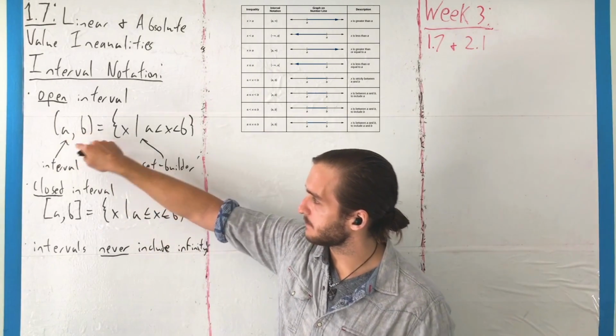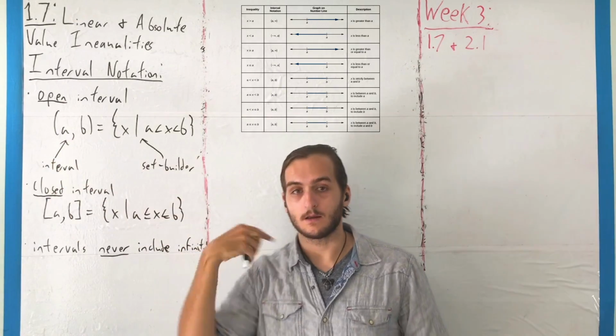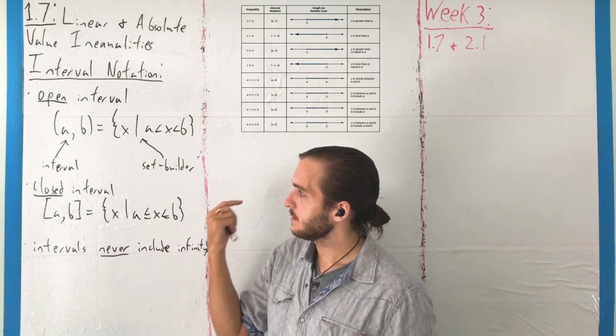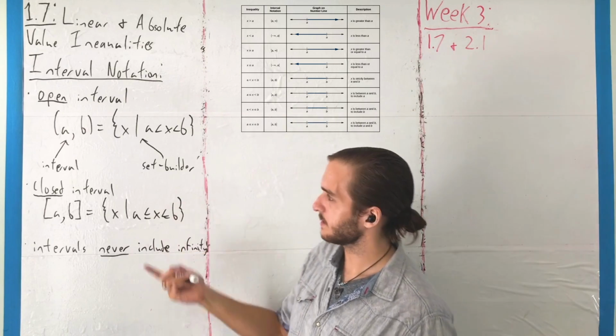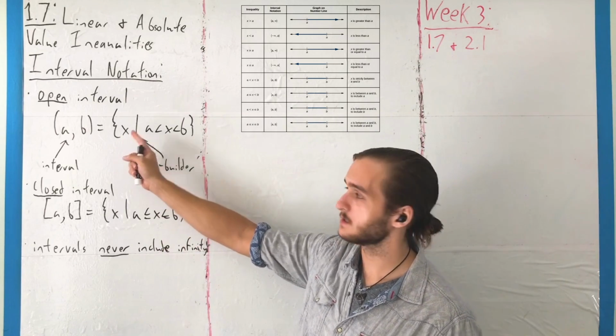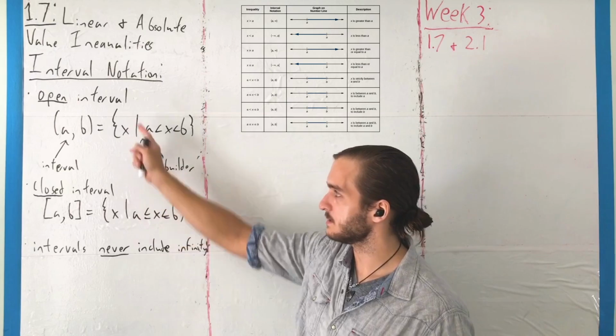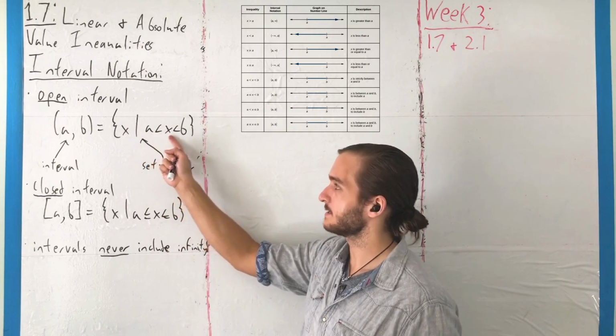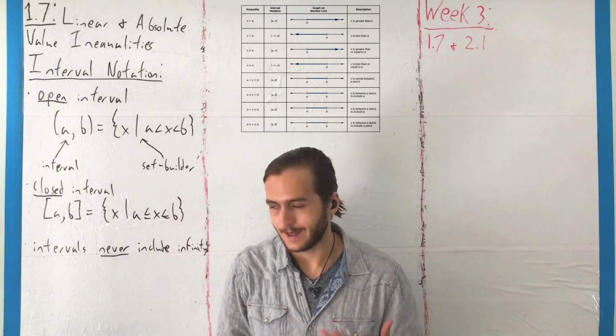If we write the value a comma b with a and b in parentheses, we are making what's called the open interval, where in set builder notation, we would write this as the set of values x such that, the vertical bar always means such that, x is between a and b. That is, a is less than x, which is itself less than b.